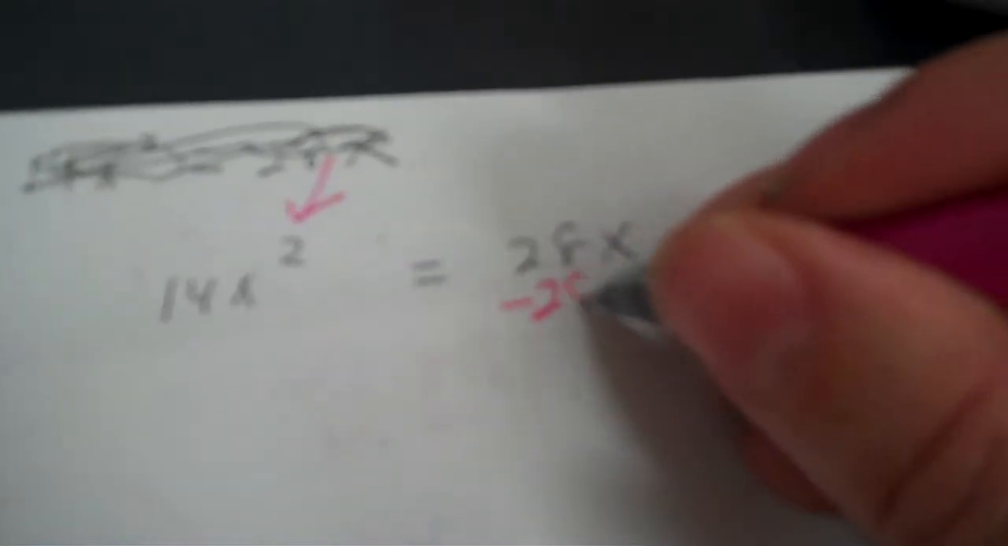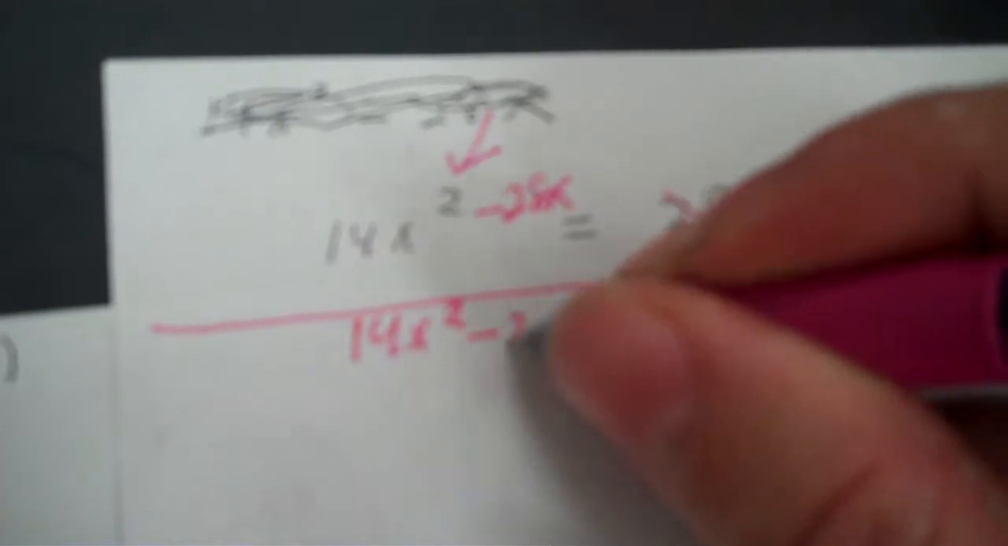I minus 28x, and then I get rid of it. However, I can't subtract 28x from 14x squared, because that has a second power, that's just x. So what I do is I put minus 28x, okay? So now I have a new equation, 14x to the second minus 28x equals 0, okay? Now I'm ready to go with my factoring.